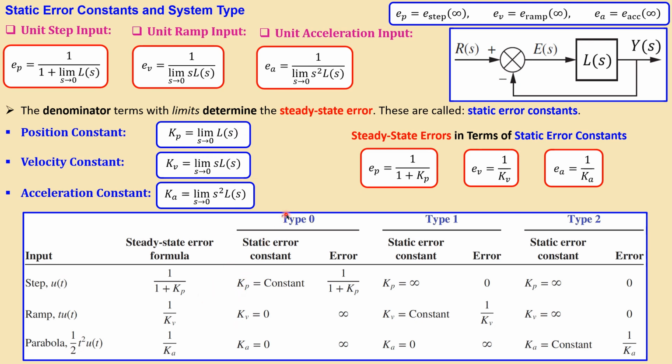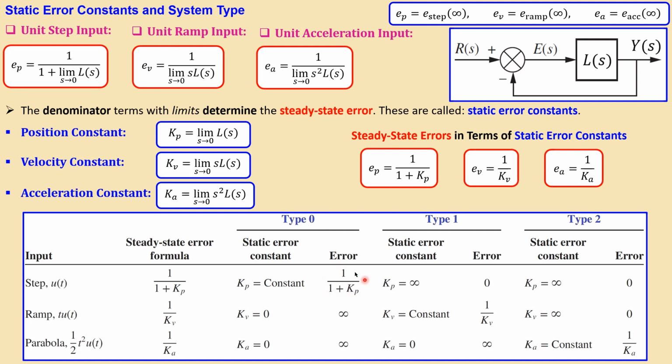You can see what we have here. We have type 0, type 1, and type 2 systems. Type 0 means actually there is no pure integrator in your system. What does it mean? That your position static error constant will be some value, not 0, but in any case not infinite.